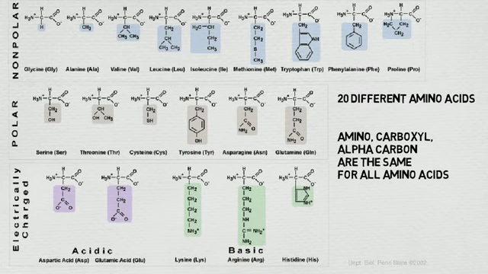And these different amino acids can create hundreds of thousands of possible combinations. The amino group, the carboxyl group, and the alpha carbon are the same for all amino acids, so the R group really is responsible for the variety among proteins.